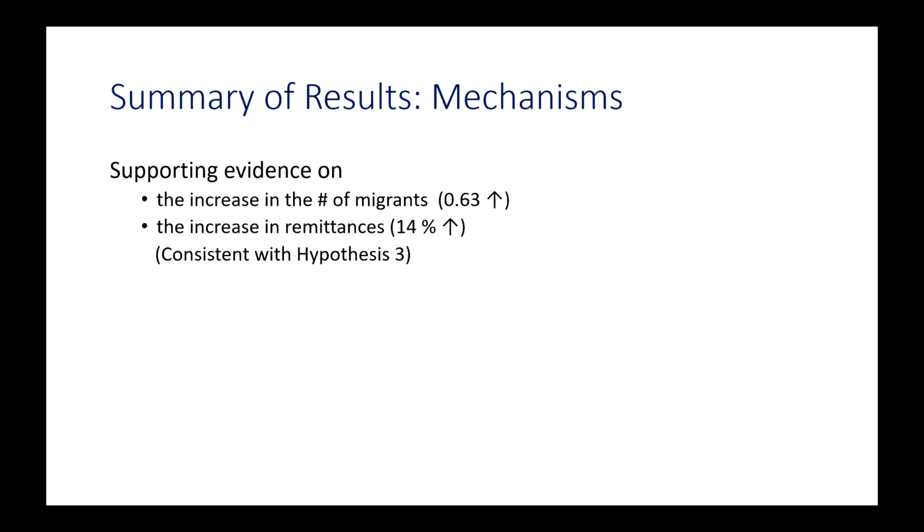And then as a coping mechanism, we could observe some evidence that maybe they are sending off their family members to other cities, so there's been an increase in the number of migrants in the treatment towns compared to the control towns. And then as a result, there has been an increase in remittances by about 14% in the treatment towns.